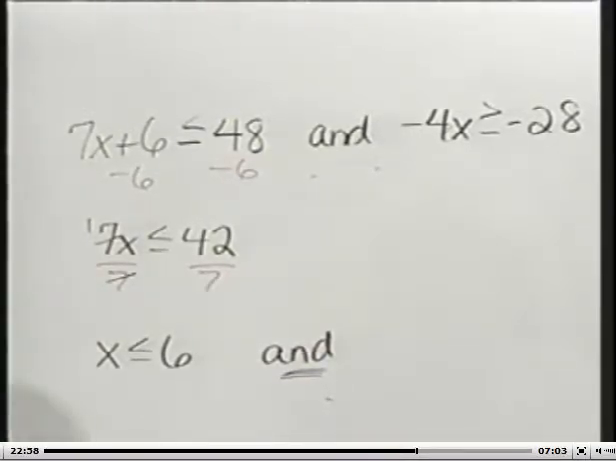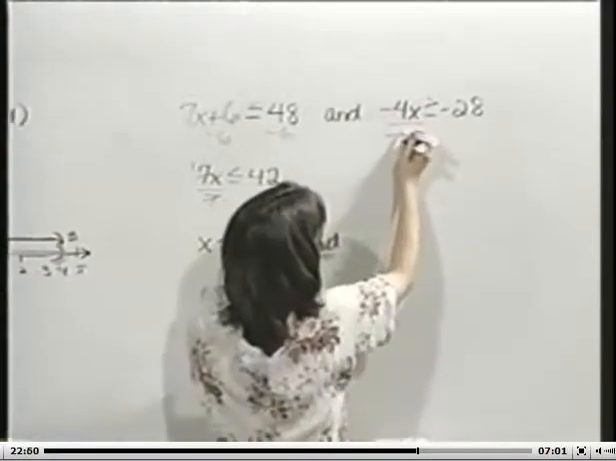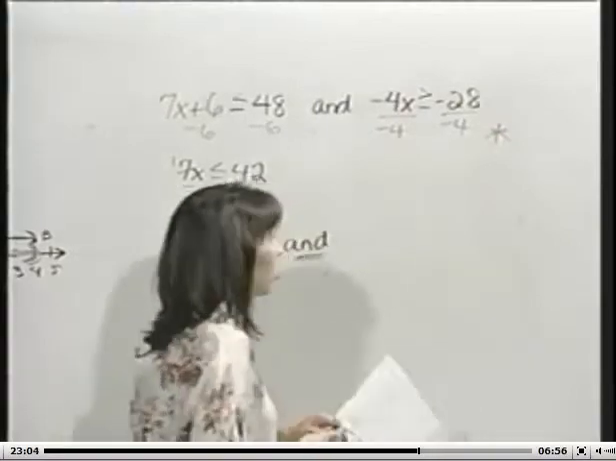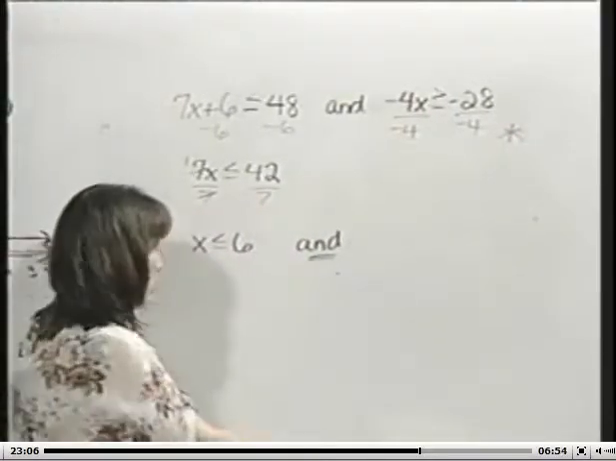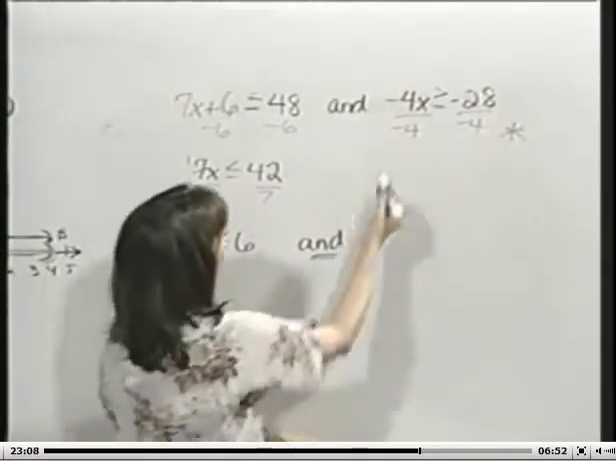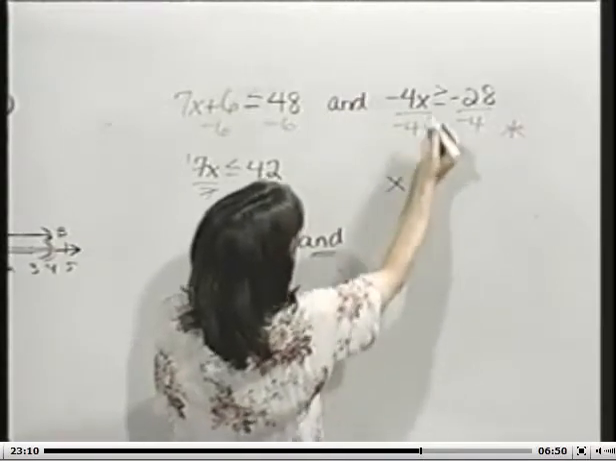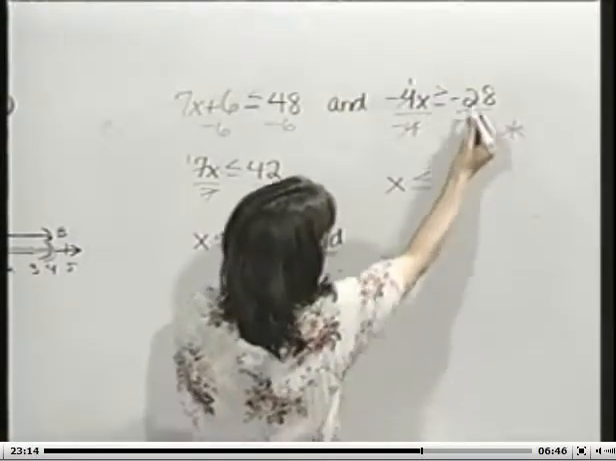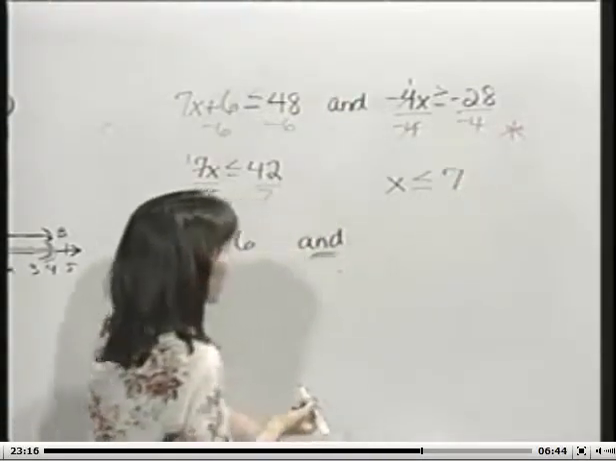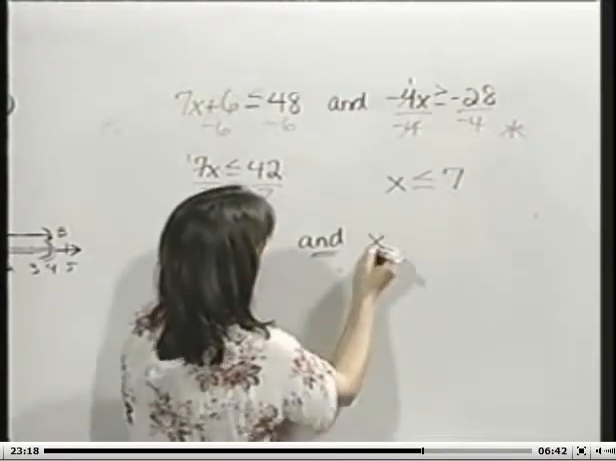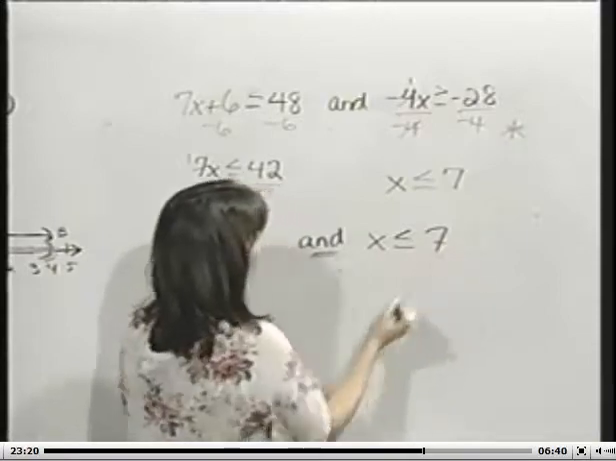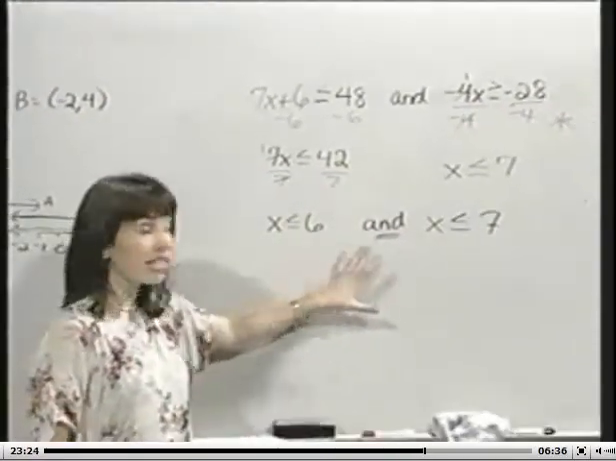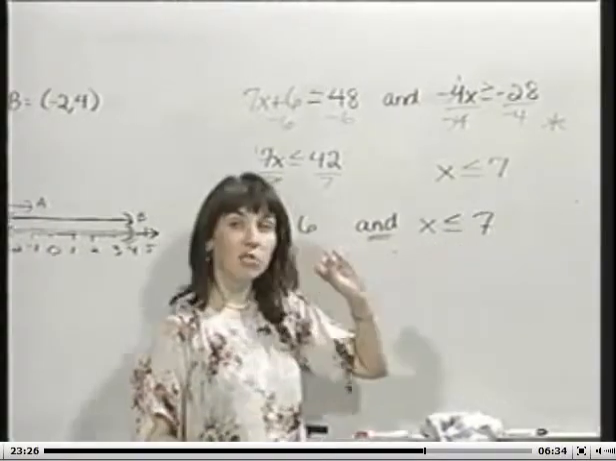On the second inequality, we have to divide by -4. Let me star, right? Because when you divide by a negative, you reverse the direction of the symbol. So you get x, reversing the symbol, is less than or equal to 7. So I'll just put that here. So we have two statements. We're all set. X is less than or equal to 6, and x is less than or equal to 7.